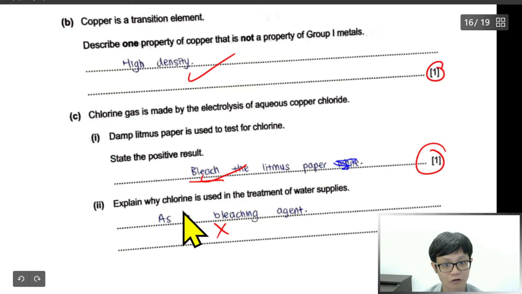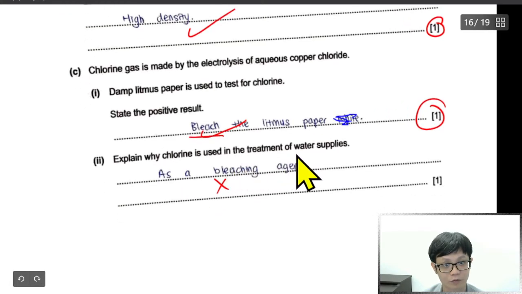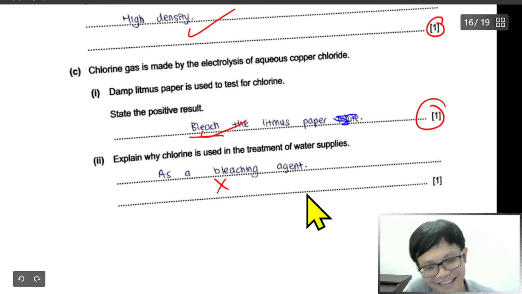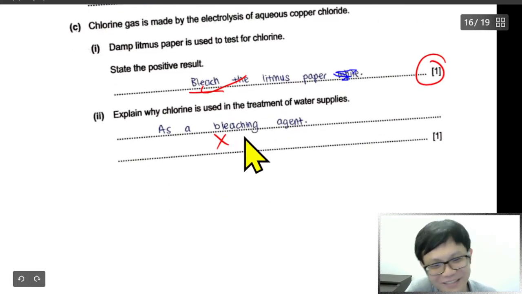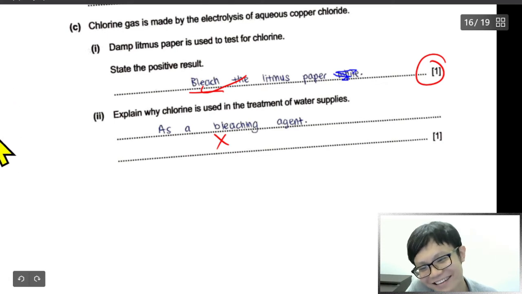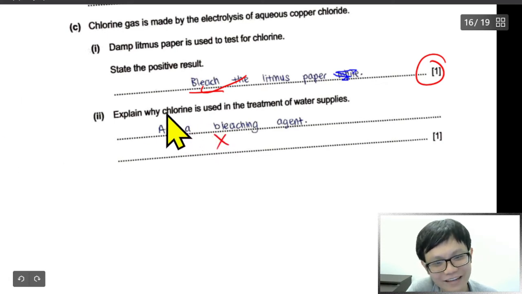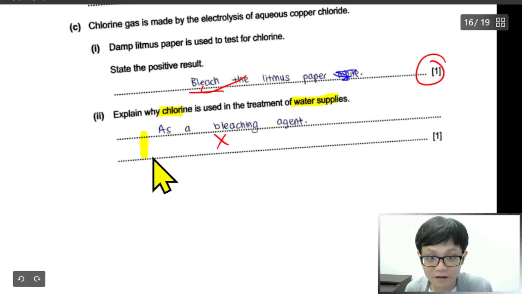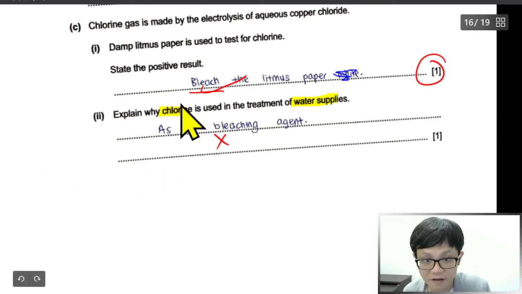Explain why chlorine is used in the treatment of water supply. As I marked my students' answers, I laughed, because they said chlorine is used as a bleaching agent. Chlorine is put in our water to kill microorganisms, to kill microbes, to kill bacteria. So I just write here: kill bacteria.